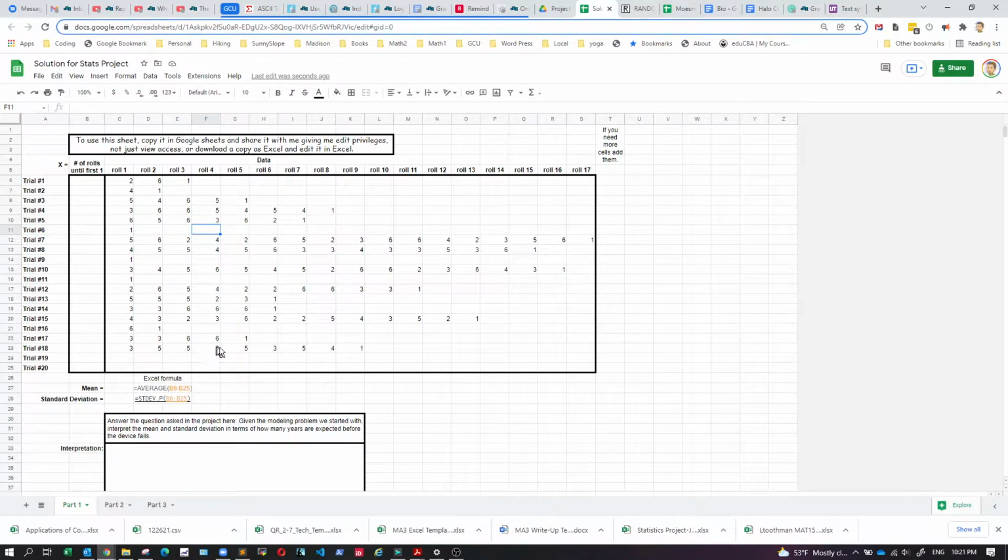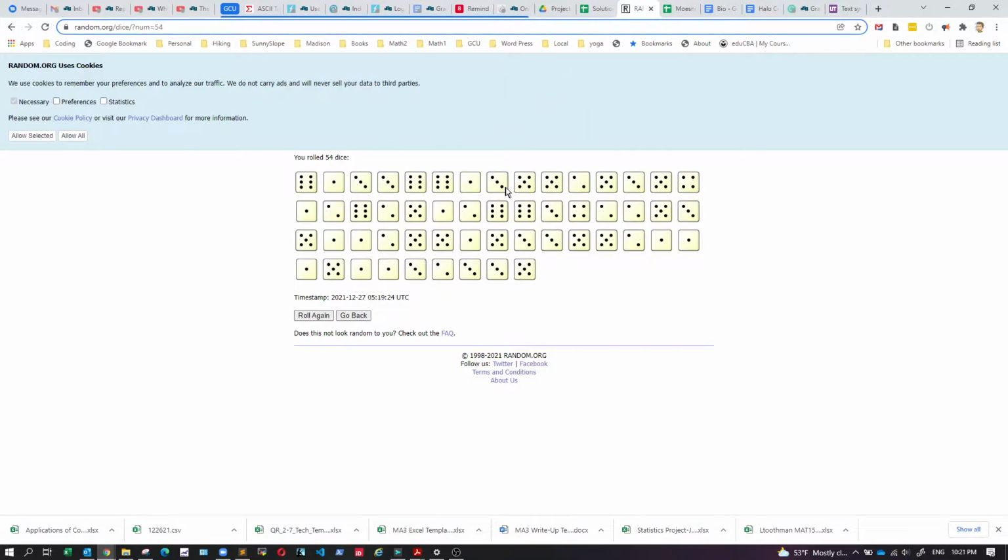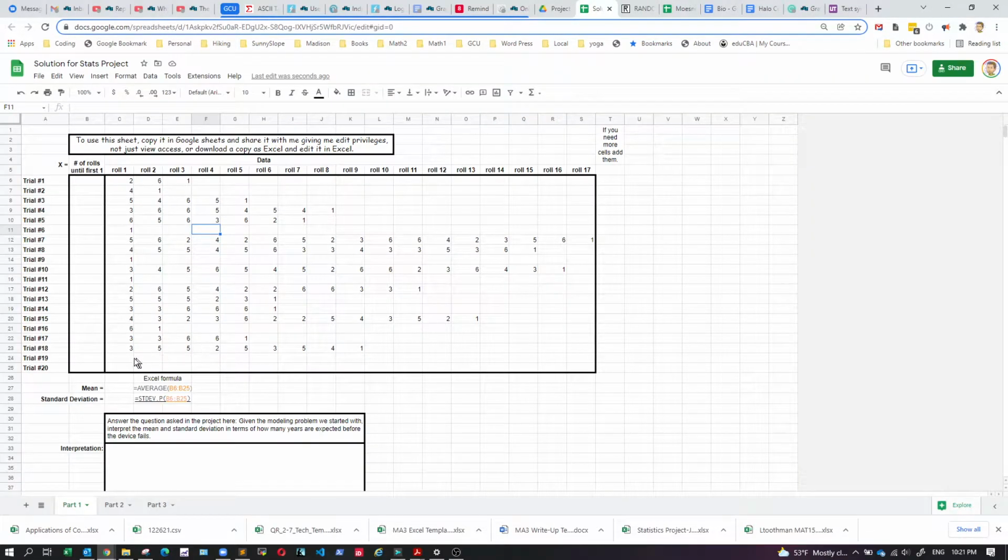The next one's 3-5-5-2-5, 3-5-4-1. So that is this one, 3-5-5-2-5, 3-5-4-1. And then I'll write these couple here for you. So 2-6-2-5-1. Okay, and then our last one here.